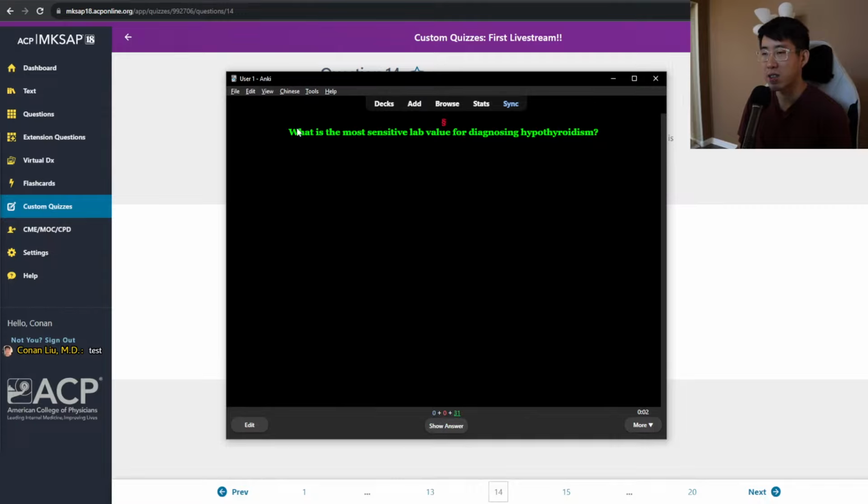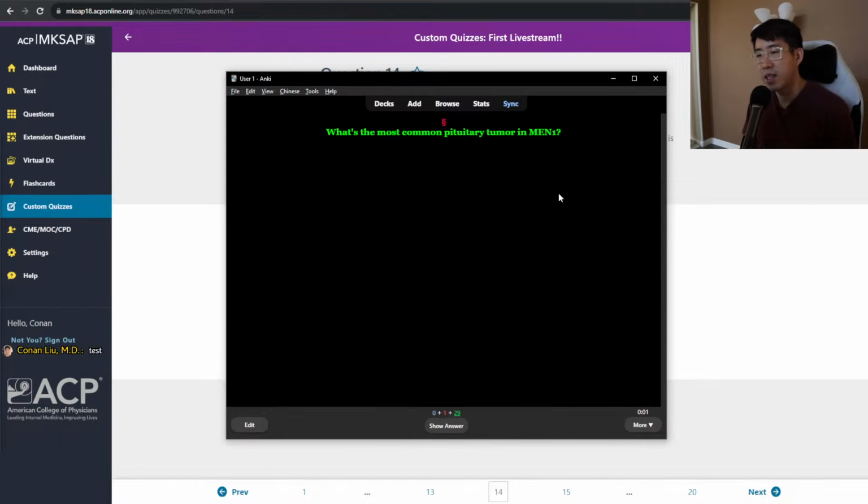What is the most sensitive lab value for diagnosing hypothyroidism? That's going to be TSH. What medications cause hyperkalemia? Your ACE inhibitors, aldosterone antagonists, things like that.